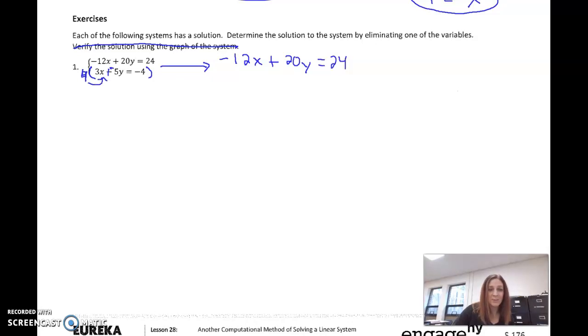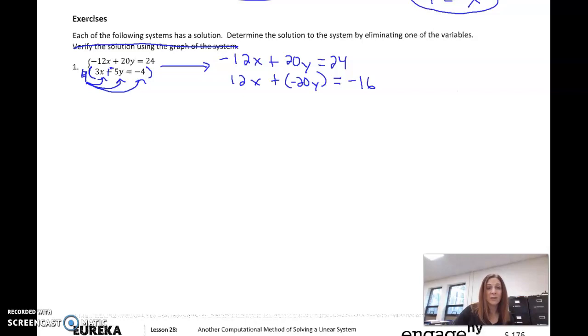I'm going to go 4 times 3x. Well, that would be a positive 12x. Since I made everything addition, I can put plus signs there. 4 times negative 5y. Well, 4 times a negative 5 is negative 20. So I get negative 20y equals, whatever we do to one side, we've got to do the other. It's kind of like the distributive property. I have to multiply everything by 4 on the left, but I also have to multiply the right side by 4. 4 times a negative 4 is negative 16.